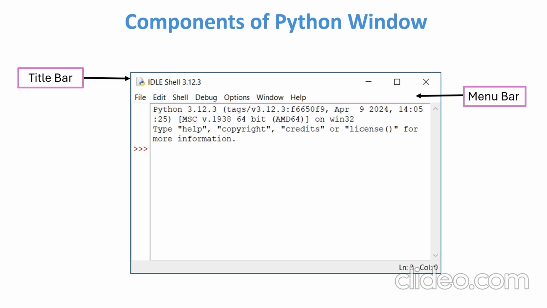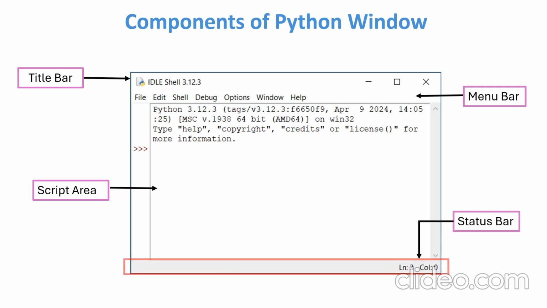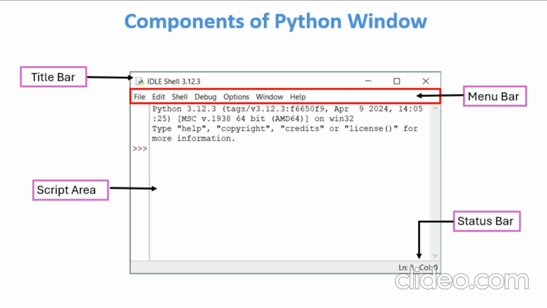Next component is Script area. This is the area where you type your code. And Status bar. It tells you the current status of your control on the window. These are the components of a Python window.